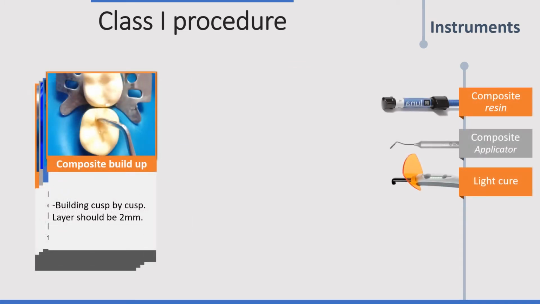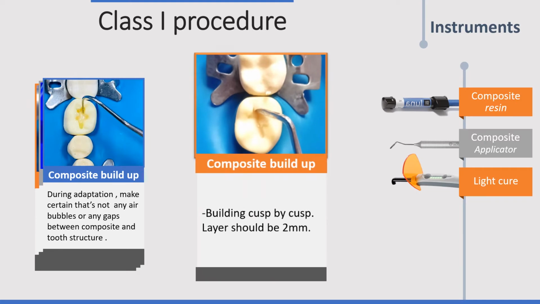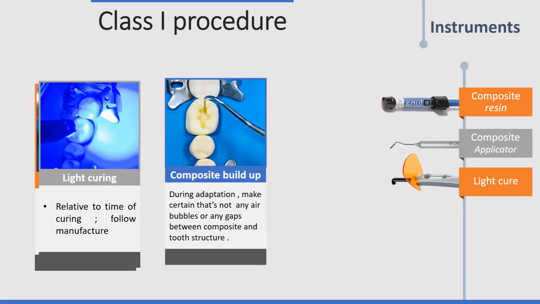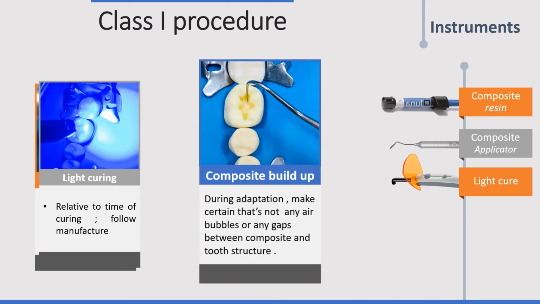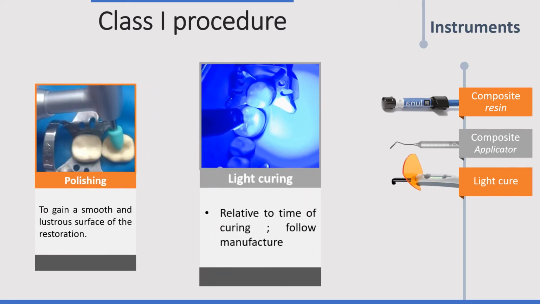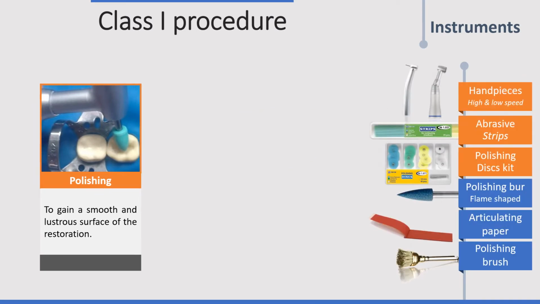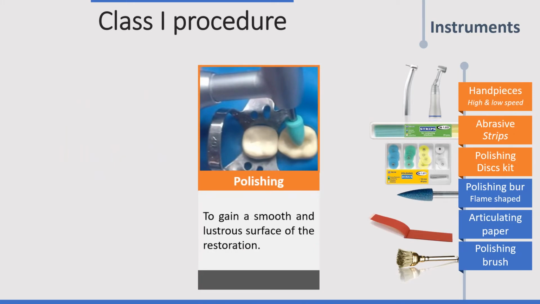For finishing and polishing, we need the same instruments as Class 4 as well. And for composite buildup, first, we should build each cusp using layer by layer of composite, and each layer should only be of 2 mm thickness. Secondly, we have to make sure that there are no air bubbles between tooth structure and composite. Thirdly, light curing for each layer following manufacturer instructions. The polishing instruments are the same as well. Fourthly, polishing for obtaining smooth surface.